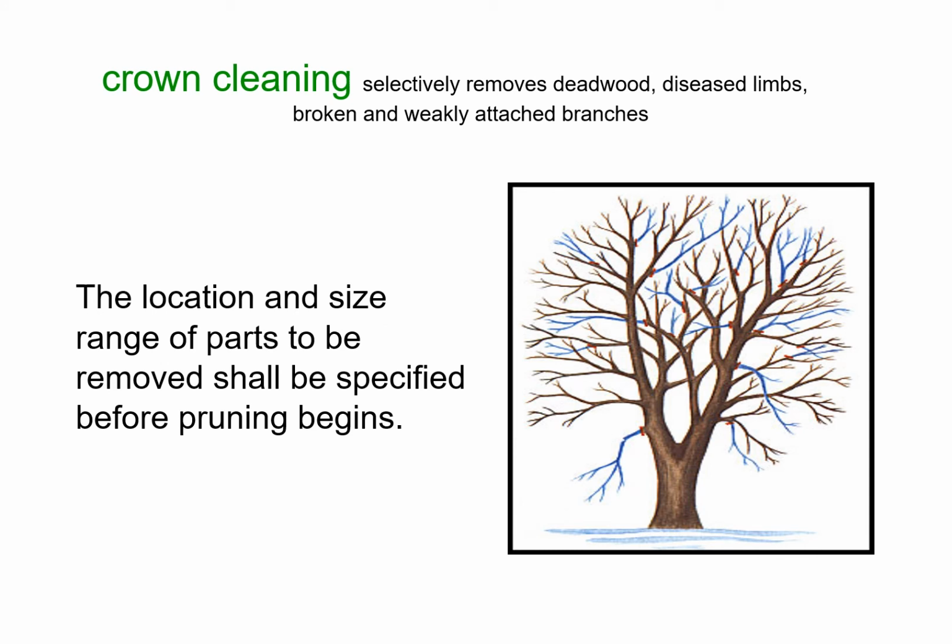Crown cleaning is the selective removal of dead, diseased, detached, and broken branches. The location of parts and the size range of parts shall be specified.